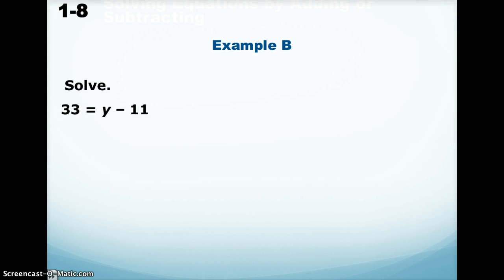Last one. Solve 33 equals y minus 11. Okay, this is a unique one. The variable's on the right side. Does that change what we do? No. Look at the variable. It's y minus 11. So that tells me that I have to get rid of the minus 11. Okay, well, the opposite of subtracting 11 would be to add 11.